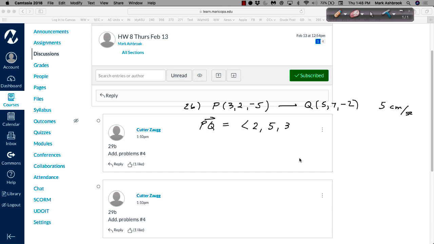Okay, so we got this vector from P to Q. We do final minus initial, and then now we want the velocity to be in that direction with magnitude 5. So what do we do again? So this will be, what do we say? Velocity is kind of like R prime.